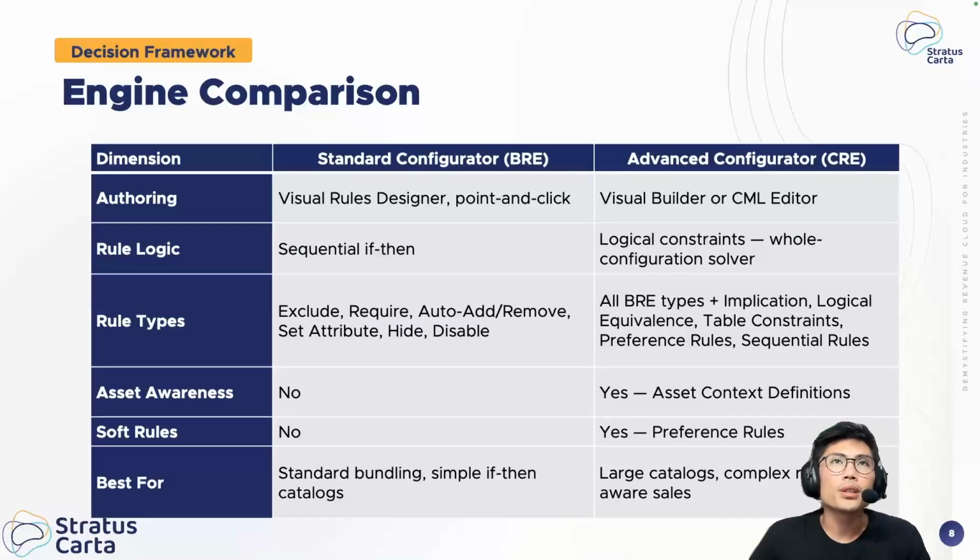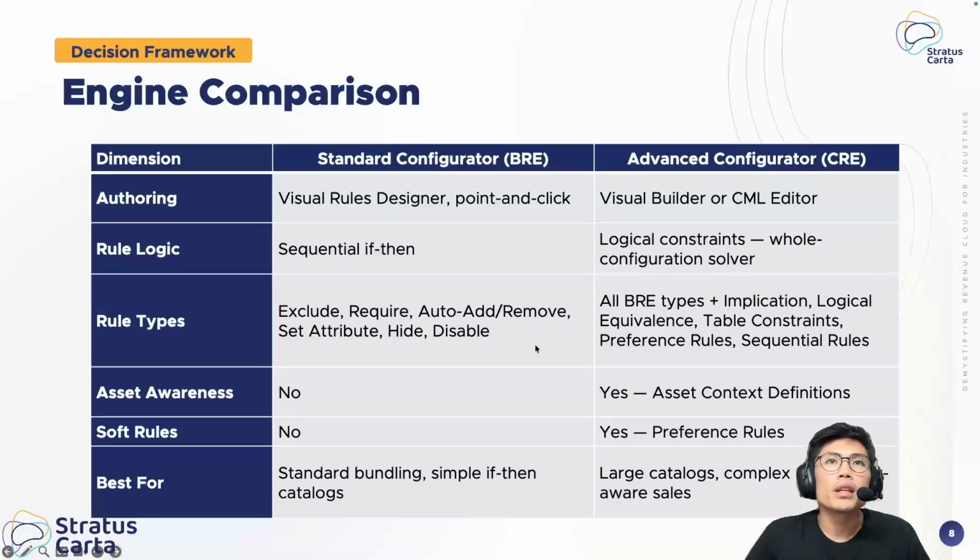In terms of engine comparison, now that we know more about Standard Configurator and Advanced Configurator, we can look at when to actually use each engine and for which use case. So in terms of authoring, we already know that it has different authoring interface. But for rule logic, you would use Standard Configurator for sequential if-then basic rules. CRE is ideal for logical constraints, like whole configuration solver.